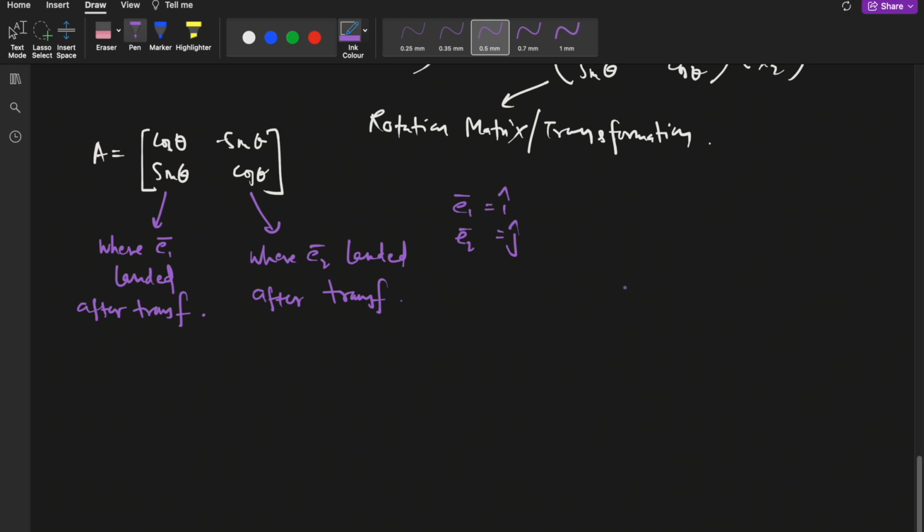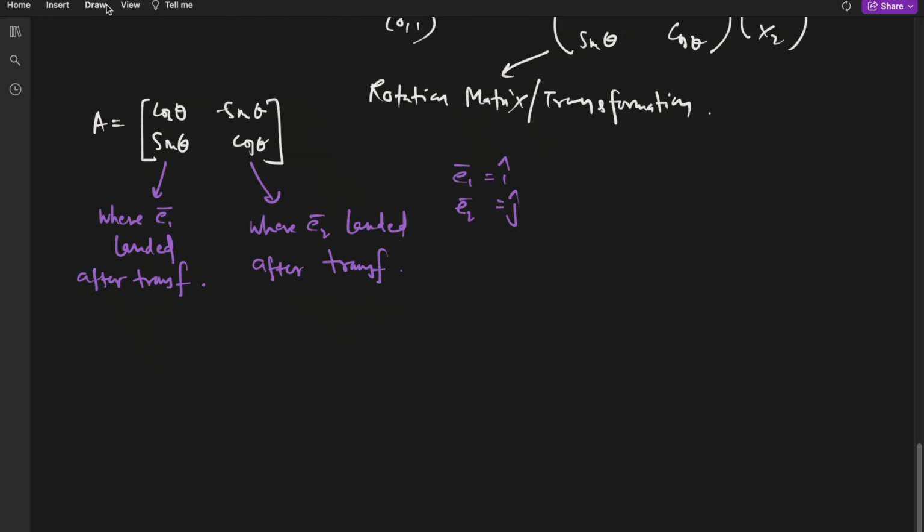And if this transformation is in 3D, then the first column is where i hat landed, the second is where j hat landed, the third is where k hat landed. Okay, so I think that clears a lot of the confusion between matrices and linear transformations. If it is still not clear, I will give you an example, this same rotation example.